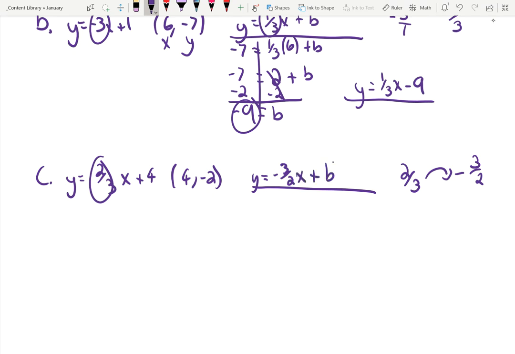And now, what's the correct y-intercept? That's the question. What's the b value supposed to be? So remember, plug in the x, plug in the y, and then we'll solve for b. We're going to plug the -2 in for the y. We know that the slope is -3/2. We're going to plug 4 in for the x, and then figure out what b is. So when I solve this, -3/2 times 4 is going to be -6.